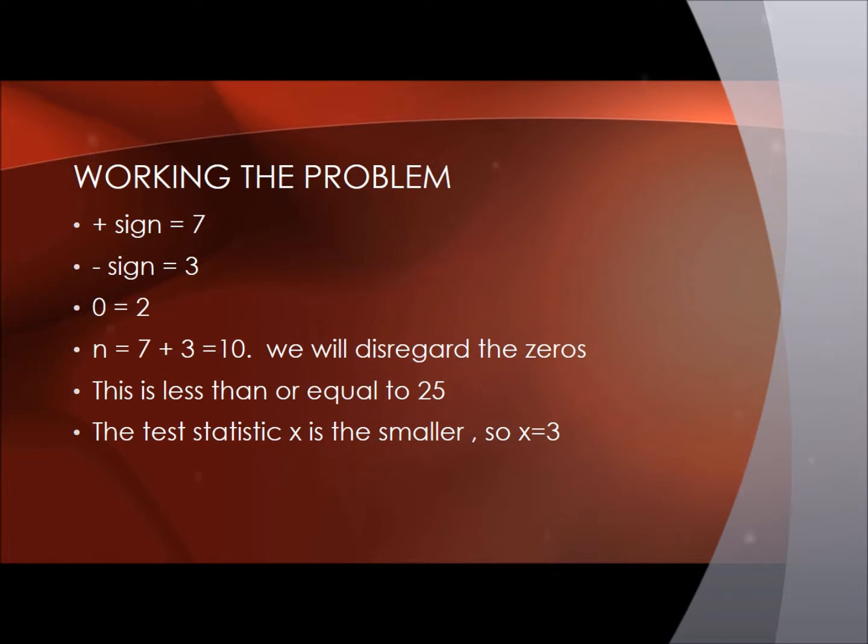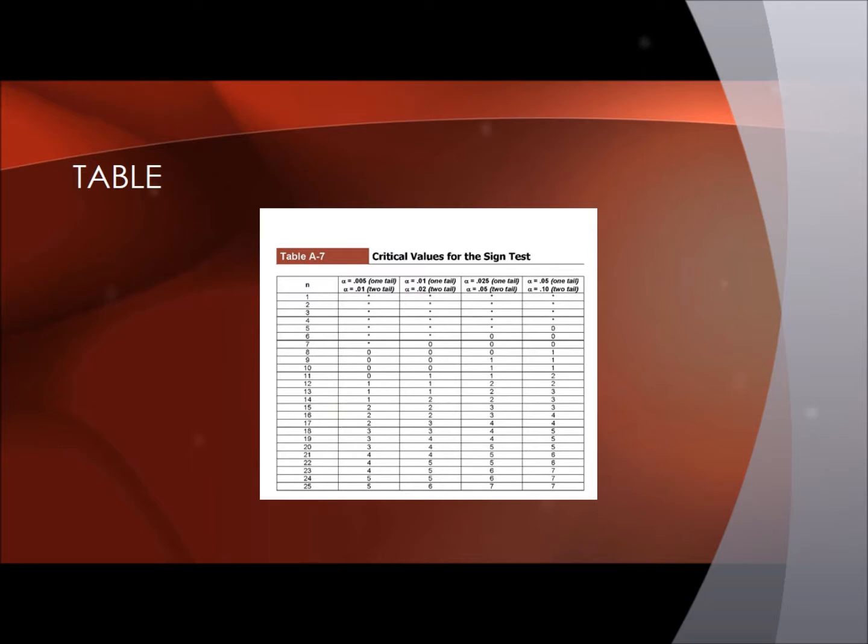This means that n is less than or equal to 25. The test statistic x is the smaller count, so x equals 3. We're going to use this table to find our critical value. We go down the left-hand side and find 10, which is n. Then we go to the top on the right-hand side and find our 0.05, which is our alpha. We pair them up and we should get our critical value is 1.